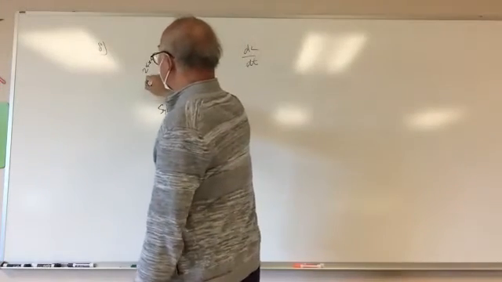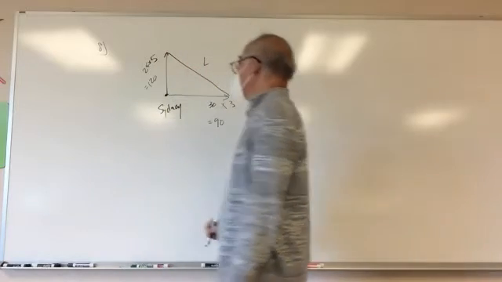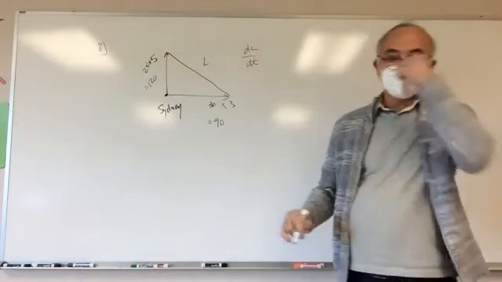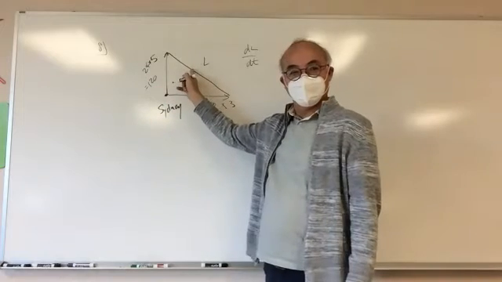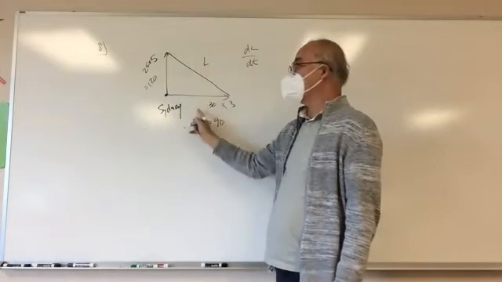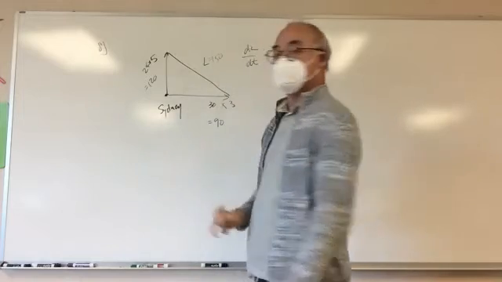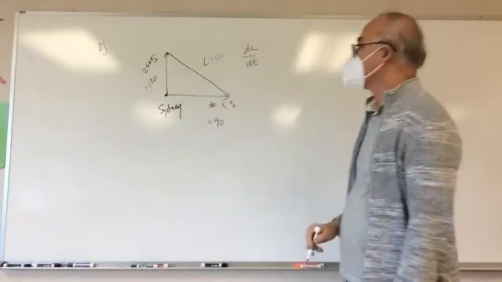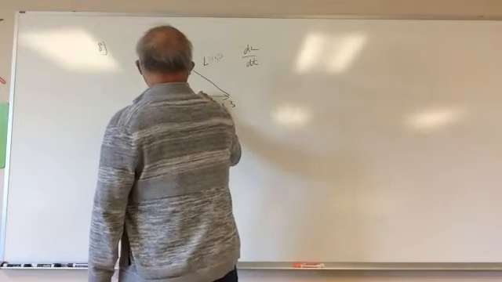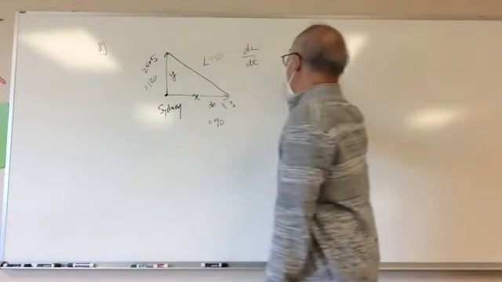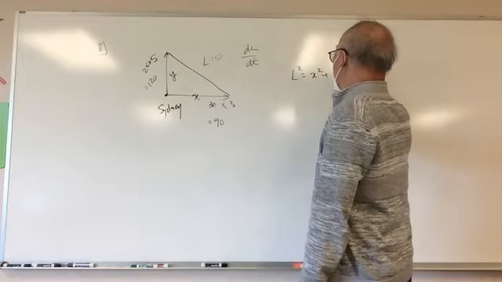5 times 24 is 120. 90, uh-oh, what do we have here? A classic. The classic 3, 4, 5. 3 to 4 to 5, so this would be 150. Okay. If we call this guy y and we call this guy x, we're going to have L squared equals x squared plus y squared.